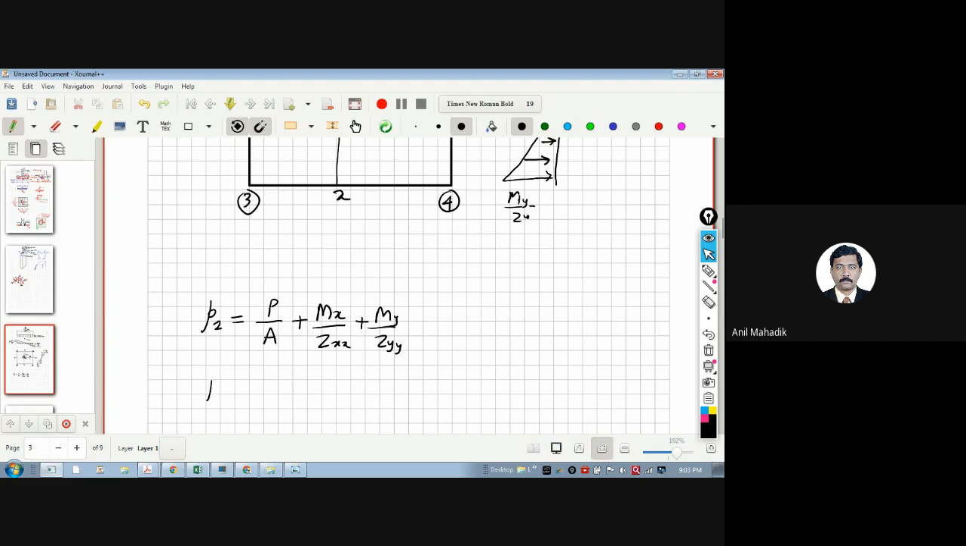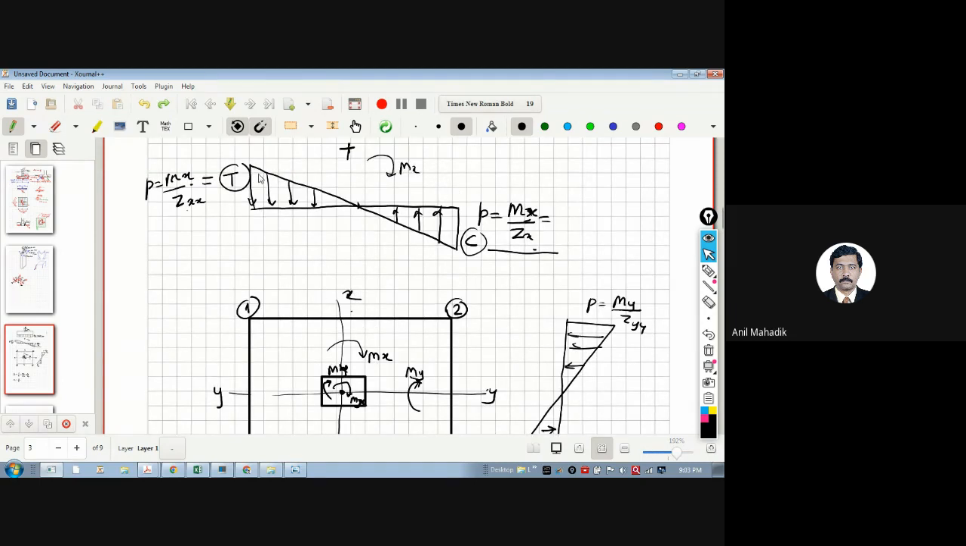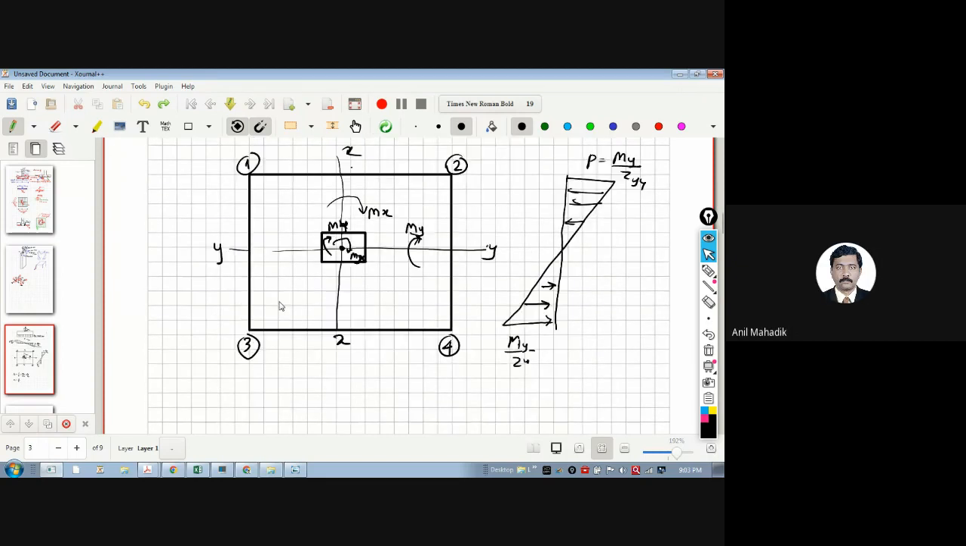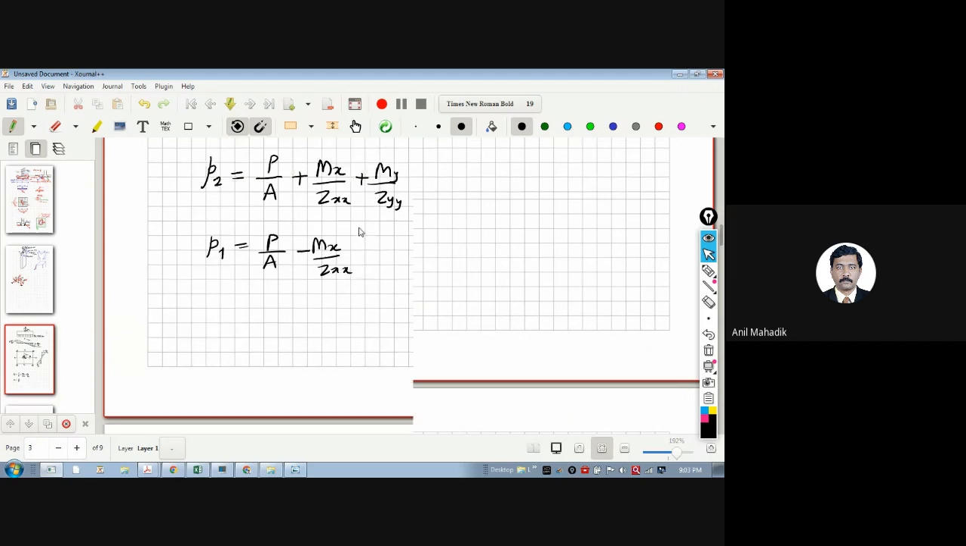Now if I ask you the pressure at point 1, P by A is the same, compressive. Whether it is plus or not, we will see. Now due to Mx, what is going to happen at point 1? This is my x. So it is going in tension. Yes or no? Tension means negative, so minus Mx divided by Zx.